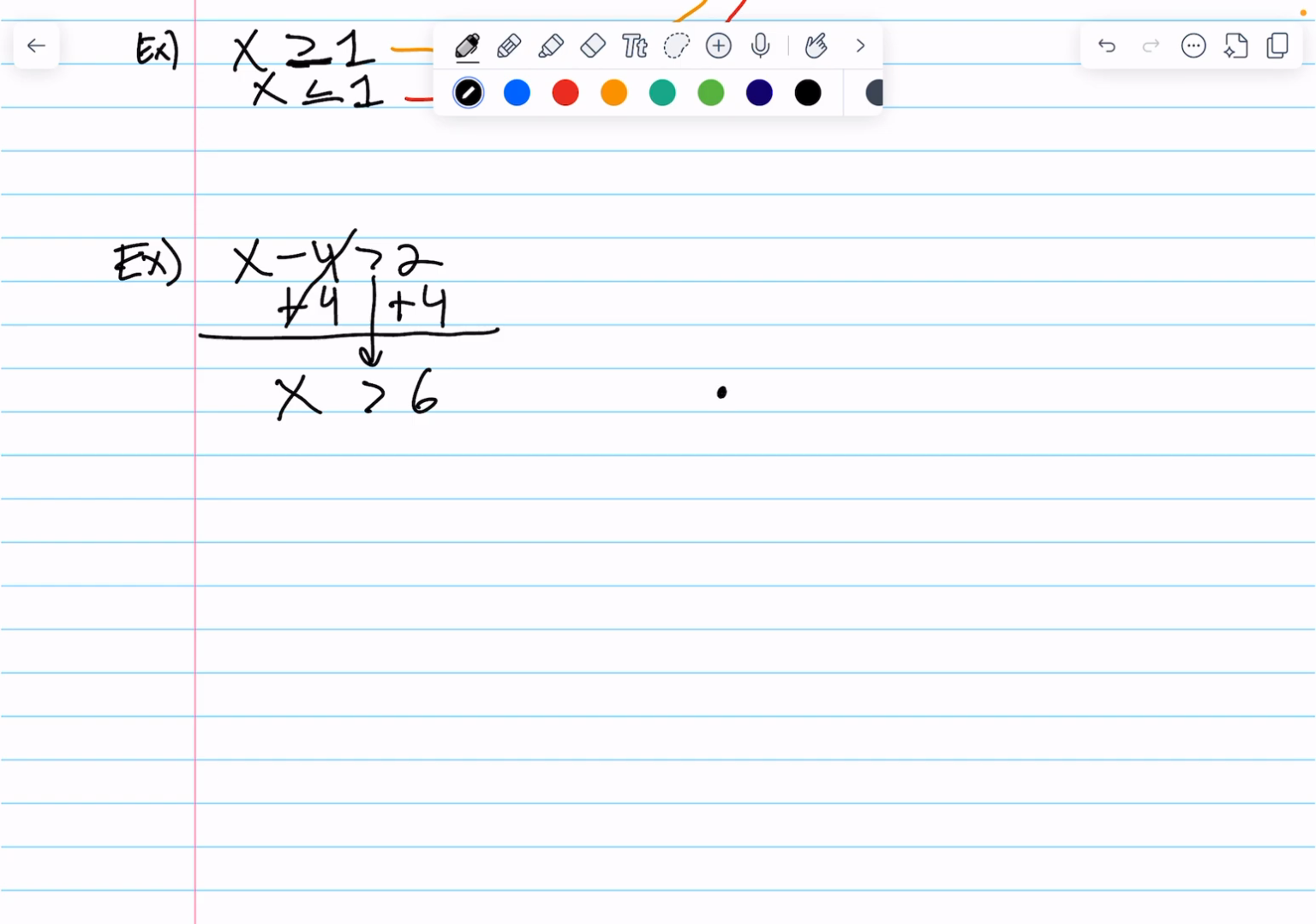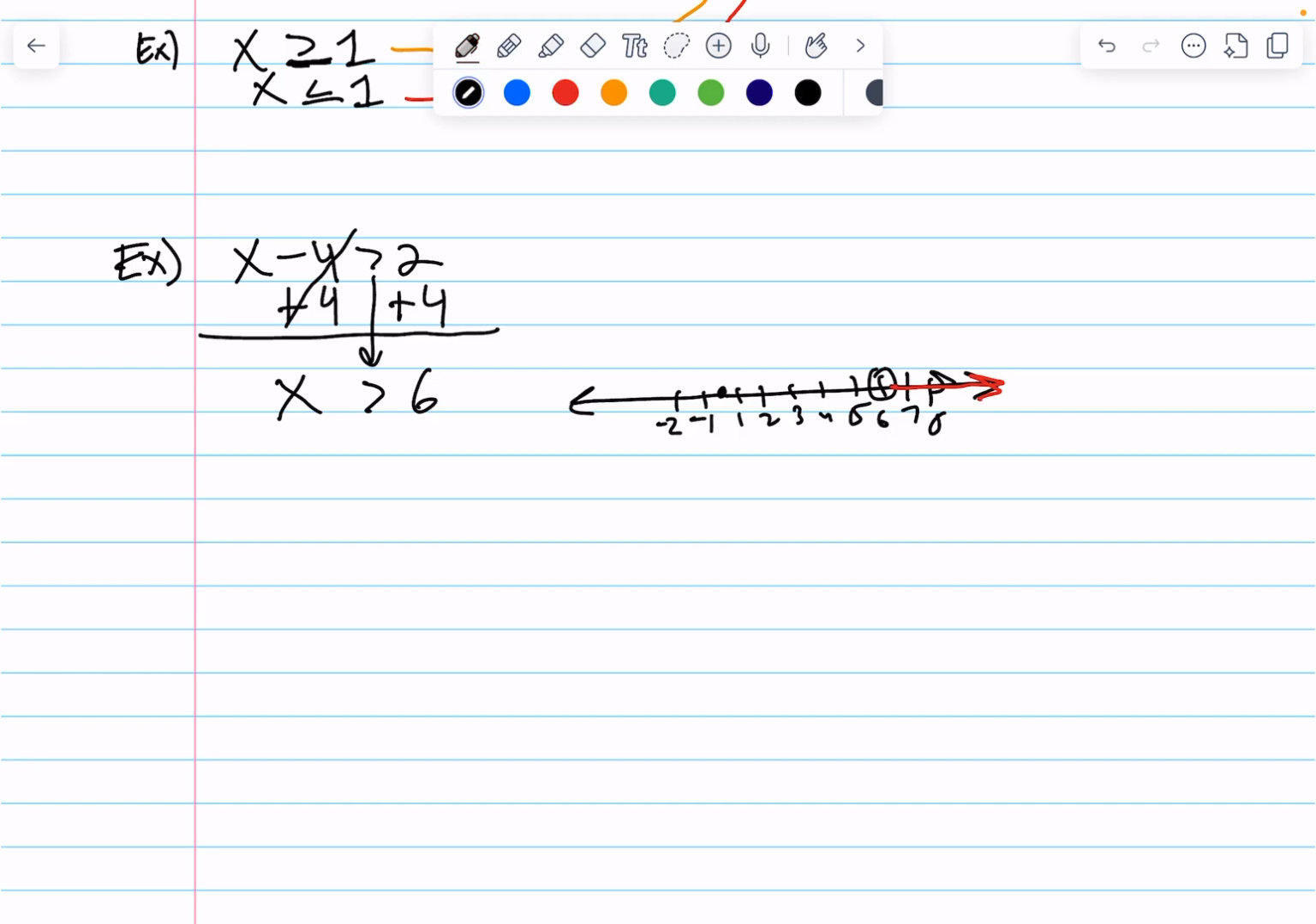And if we bring out the number line again, and if the teacher ever asks you to prove it on a number line, we will find 6. Since it's just the normal greater than sign, it's an open dot and everything to the right of the number line. But in red to make it easy. And that's pretty much it.